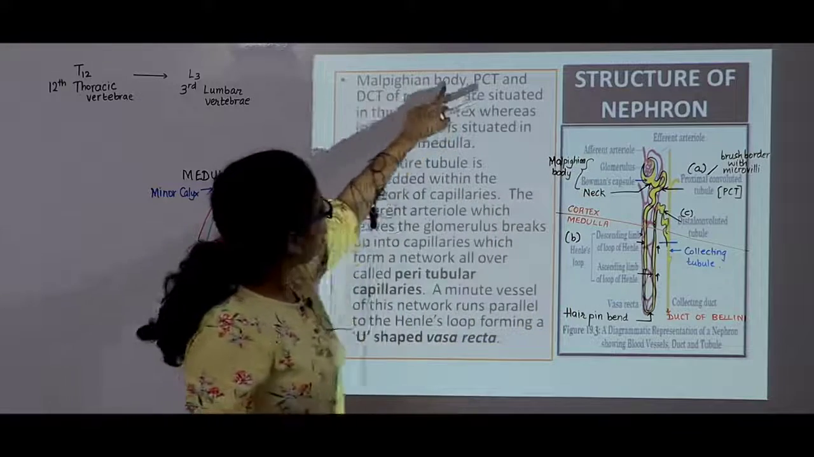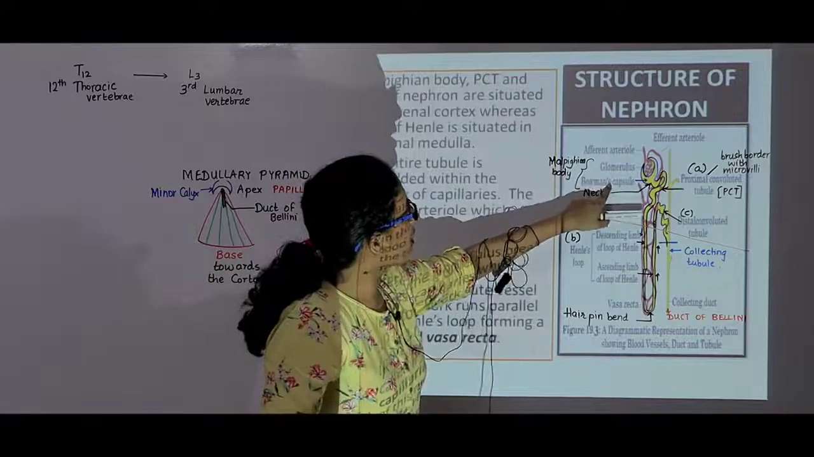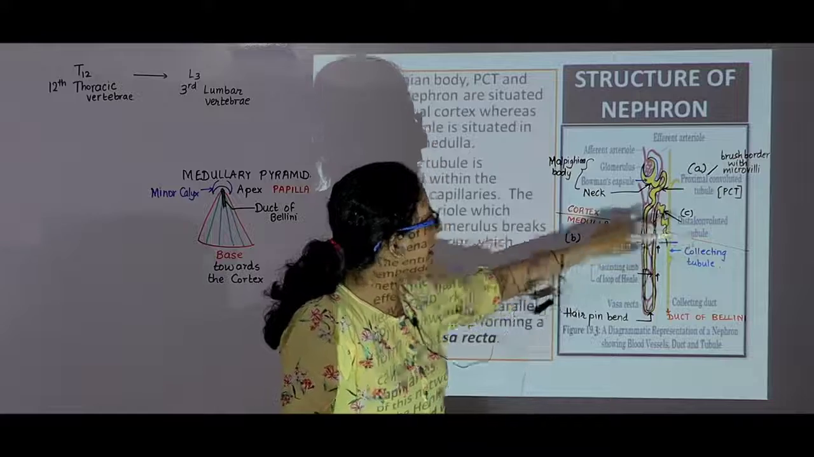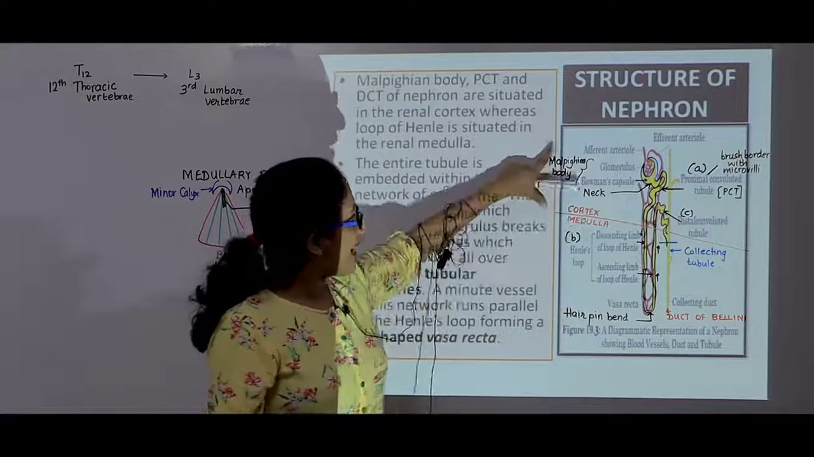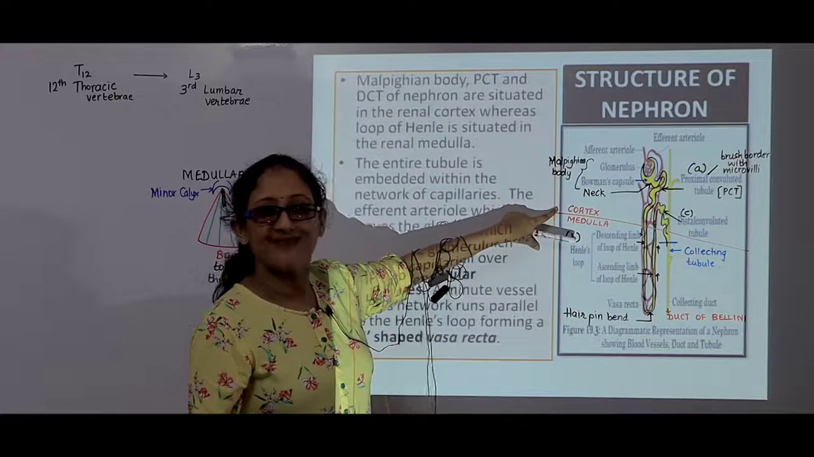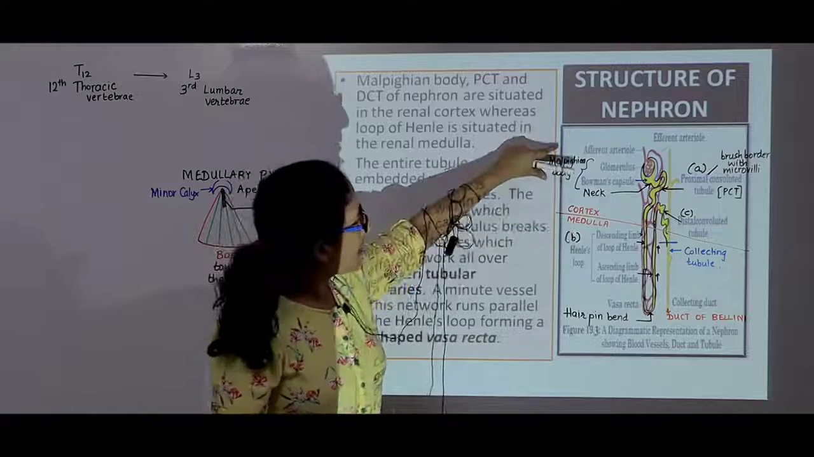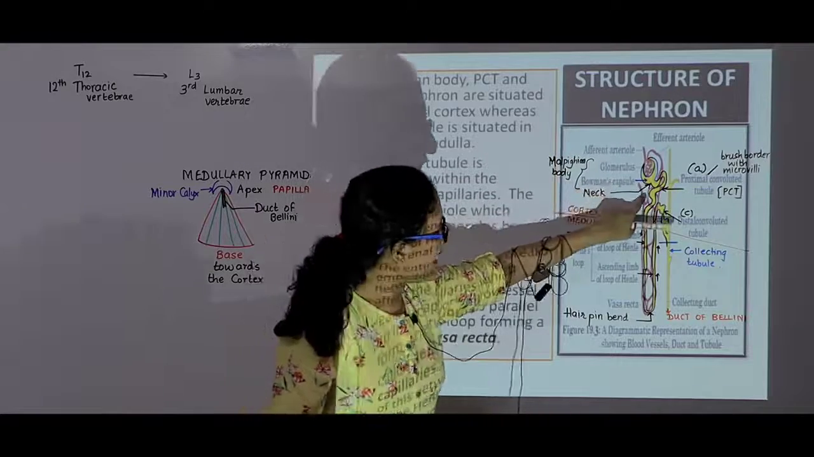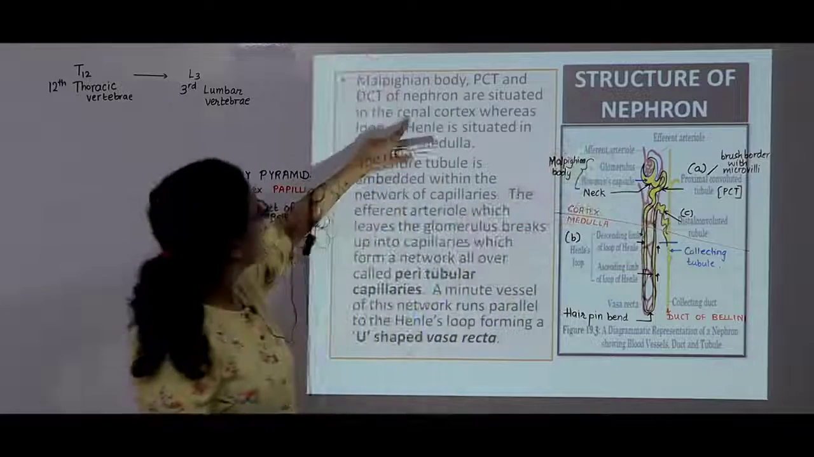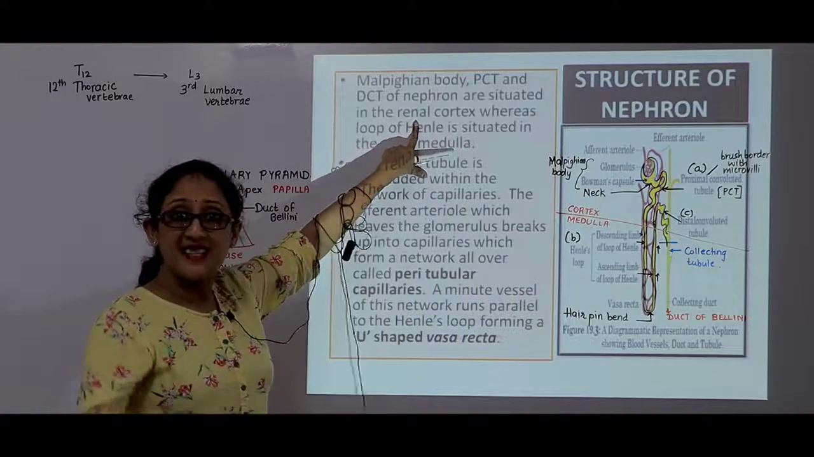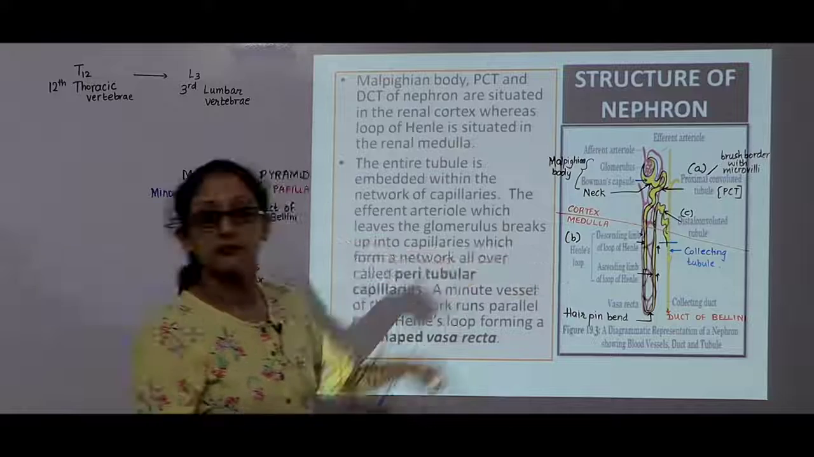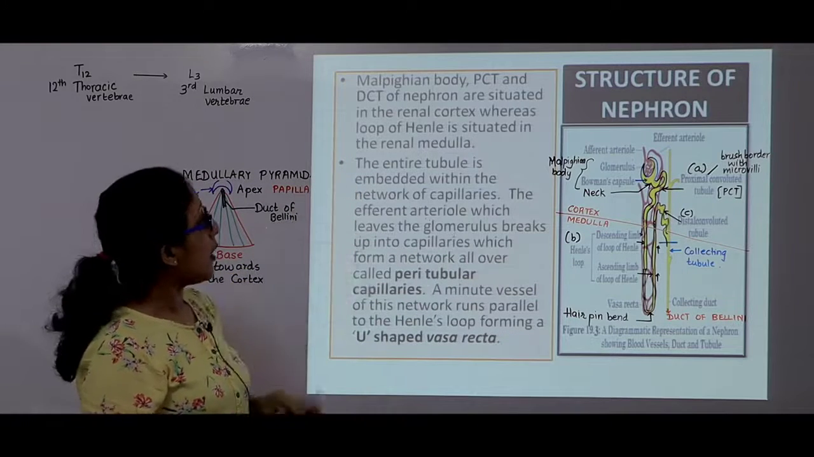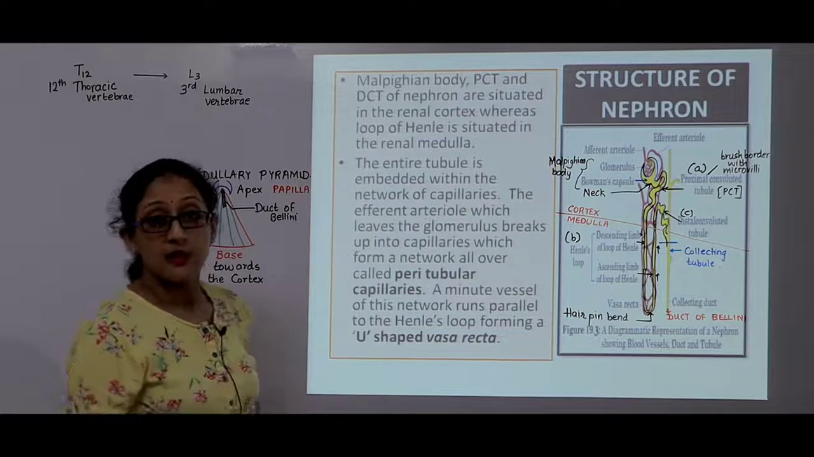So, Malpighian body, that is glomerulus, Bowman's capsule, PCT and DCT lie in the cortex. I have shown all of it in the cortical region. Once again, Malpighian body, which is glomerulus, Bowman's capsule, PCT and DCT lie in the cortex. So, what lies in the medulla? Henle's loop. The entire tubule is now embedded in capillaries.